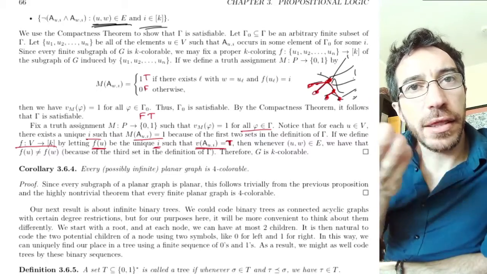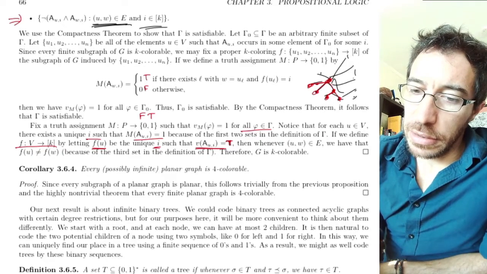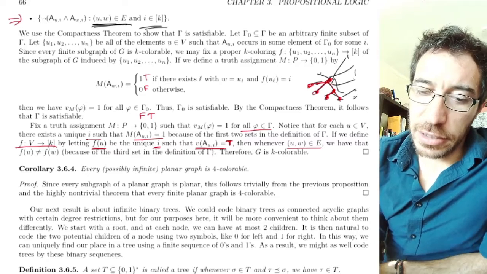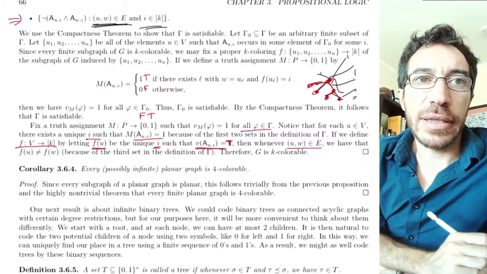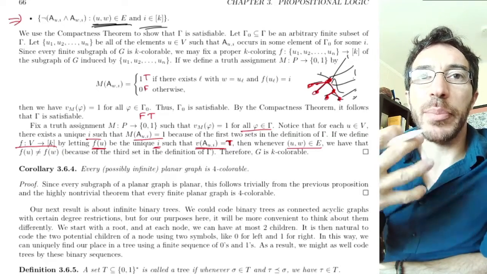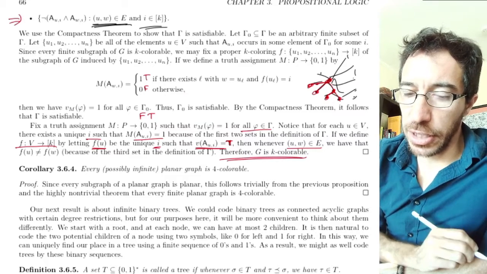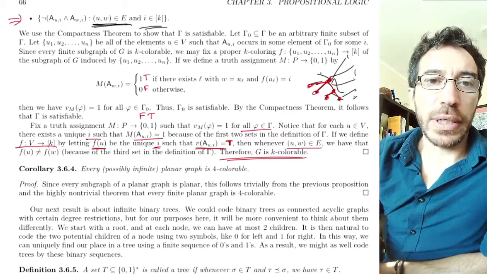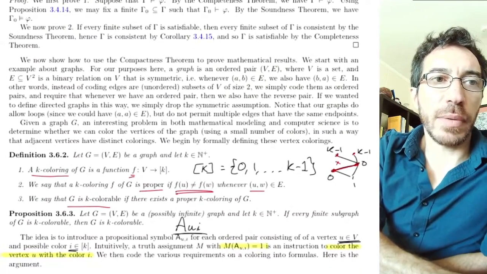And then the third set of sentences, this one up here, is telling us that whenever we have an edge, those two vertices in the edge must have different colors. So we have built a proper coloring, and therefore we get that G is K-colorable. And is that what we wanted? Yes, that's what we want.